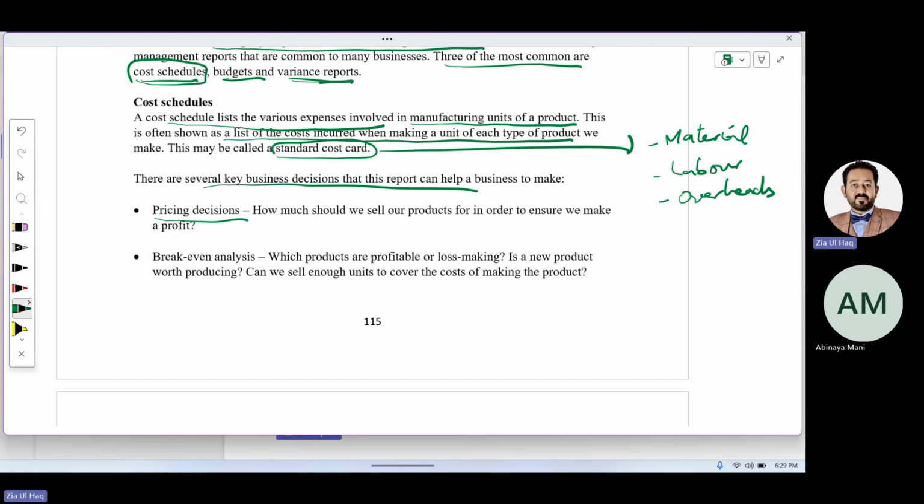Through the cost schedule, business can do break-even analysis. What is break-even? A no profit, no loss situation. If cost is 10, what could be the break-even price? 10. Below 10, there will be loss. Above 10, there will be profit. So through the cost schedule, business can identify their break-even point.